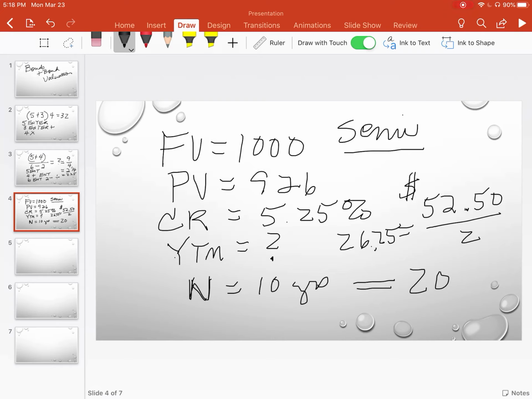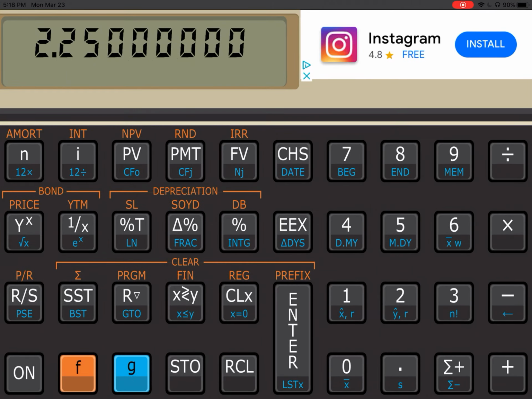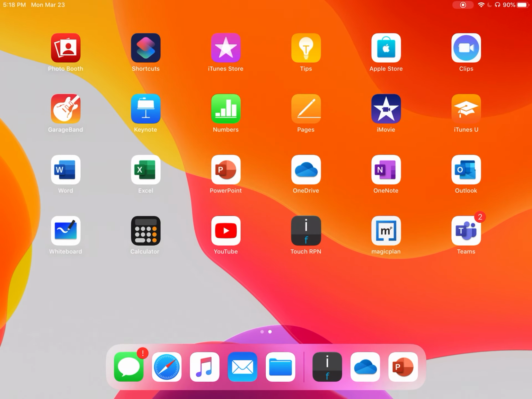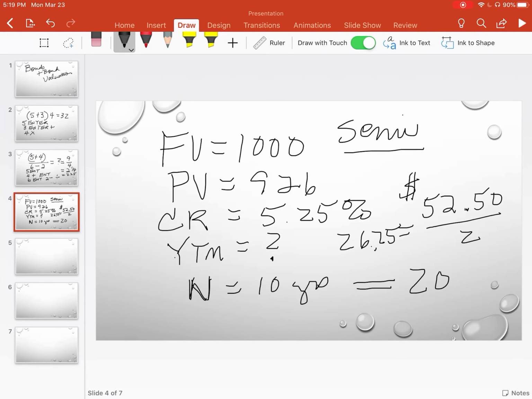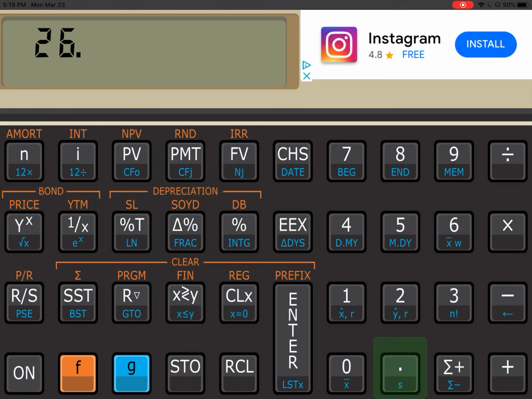So, moving to the calculator, we have, again, the future value of 1,000. I'm going to open up our calculator and clear X so that everything is clear. 1,000 is our actual future value. I believe from our problem, 26.25 is our coupon payment, and we are receiving that, so that's a positive number.